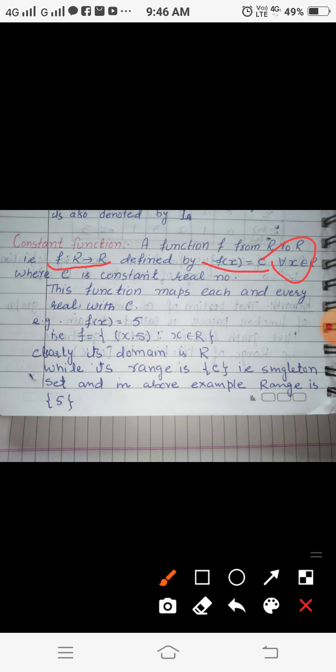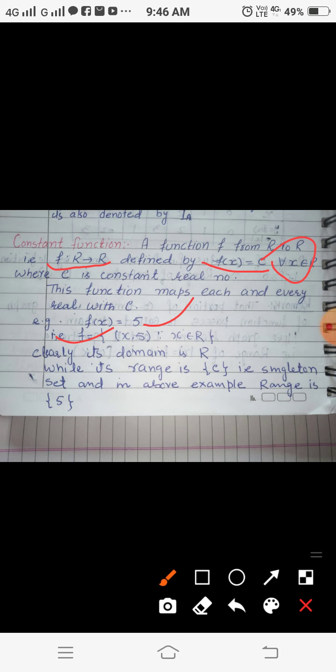Like if we consider a function defined by f of x equals 5, this means that this is a real function, its domain is the set of real numbers, and it relates each and every real number to 5. In terms of ordered pairs, it is of the form (x, 5), where x is real.